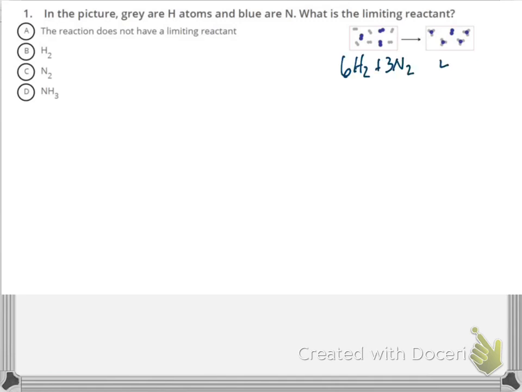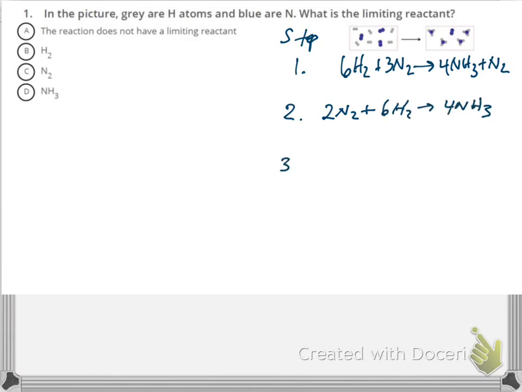So the first thing we do is account for all the particles. And two, we subtract off the excess. So excess is going to be reactant that wasn't fully reacted, and so that wasn't completely consumed in the reaction. And that happens to be nitrogen. So we remove the nitrogen and we get 2N2 plus 6H2 to make 4NH3. The final step is to divide by a common multiple.